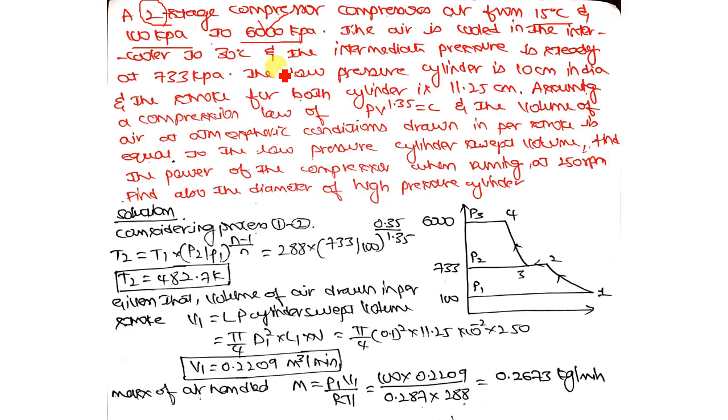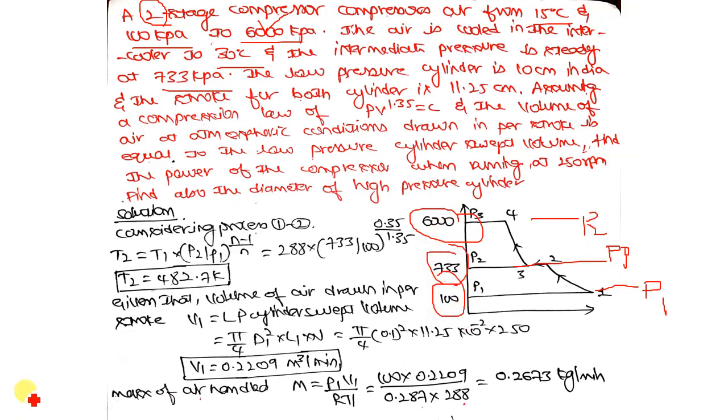The air is cooled in the intercooler at 30 degrees Celsius and the intermediate pressure is steady at 733 kPa. So he has given and he has mentioned the value of intermediate pressure here. So the value of Pi is given here. Okay, he has given the value of P1 also, which is inlet, and even the value of P2 is also given, which I have mentioned here. So this is the intermediate, suction and delivery. Okay, so he has given all the pressures.